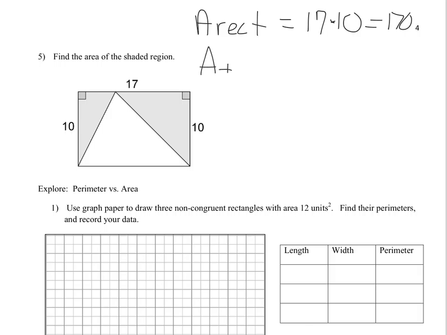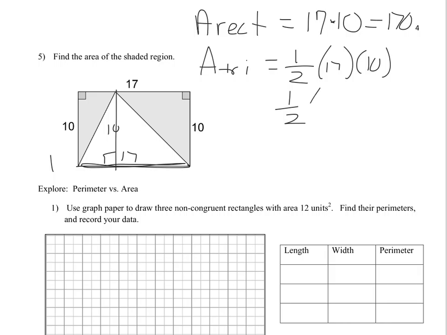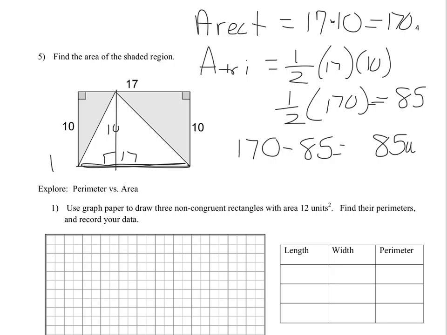The area of the triangle, the base of the triangle is also 17. The height of the triangle would be the same as the height of the rectangle, or 10. So we have to do 1/2 times the base times the height. Or we could do 1/2 of 170, which comes to 85. Now I've got to take the area of the rectangle and subtract the area of the triangle, and it ends up being the same. 85 units squared will be the shaded area.